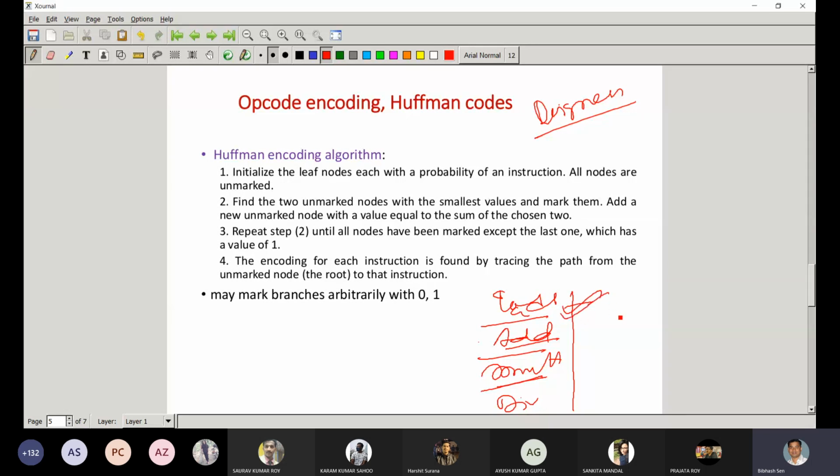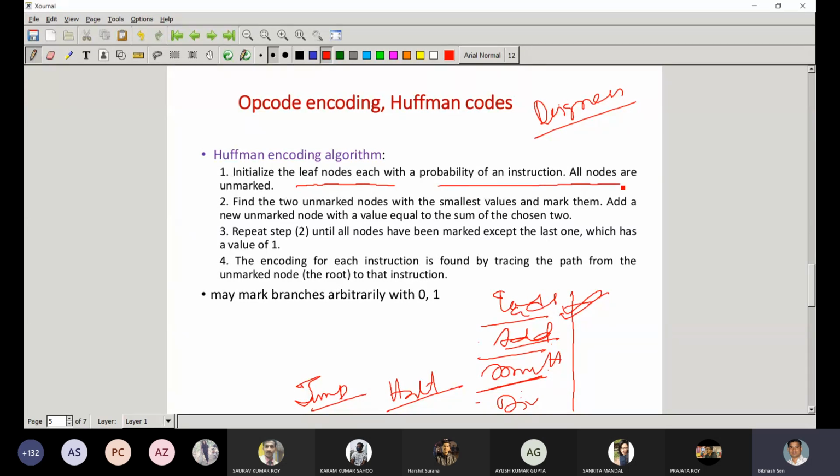Maybe load is frequently used in case of load store architecture, register based architecture, addition also, division also, but halt is used once, maybe jump less frequently used. So some instructions are present with less frequency. The number of uses of instruction may not be same. So initialize all the leaf nodes each with probability of the instruction.